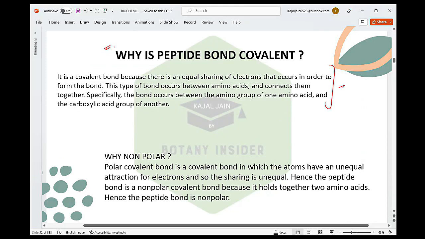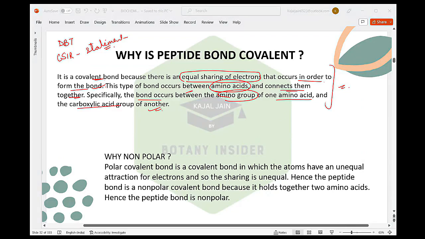The answer for this is over here. Understand this. It's a covalent bond because there is equal sharing of electrons. Very important. This can be asked in DBT, and in CSIR as a statement-wise question. So remember this. The bond forms through equal sharing of electrons, and this type of bond connects amino acids together, specifically between the amino group of one and the carboxyl group of the other. Remember this. Why is the peptide bond covalent in nature? Because there is equal sharing of electrons.